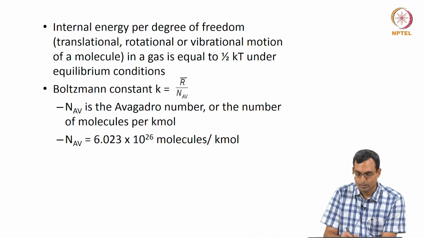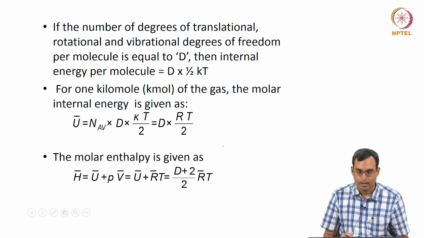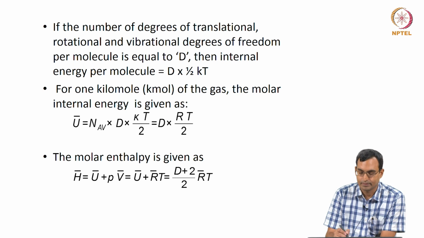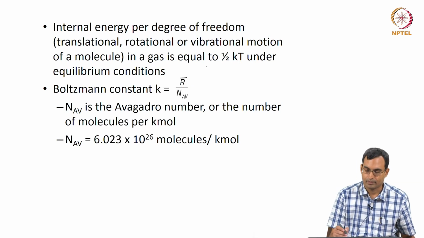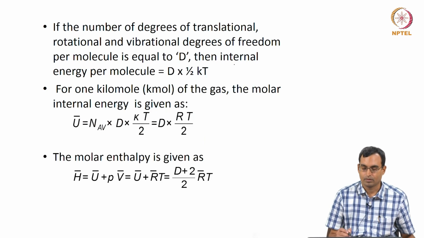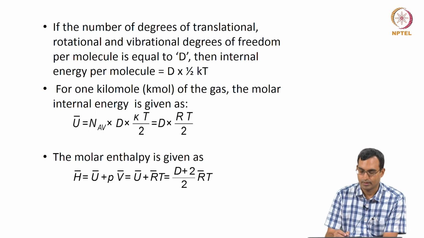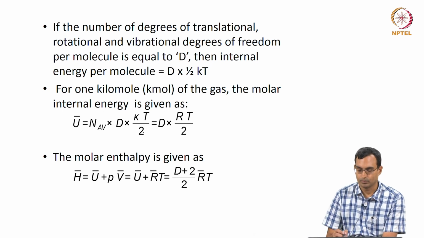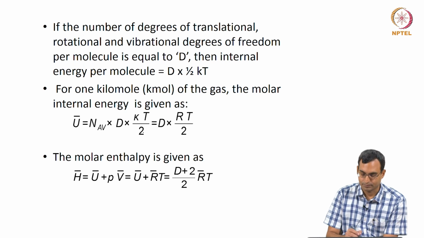We are usually more used to writing this in terms of 10 to the power 23 molecules per mole, but to be consistent with the remaining units, it is written here as 10 to the power 26 molecules per kilomole. And if we specify the number of degrees of freedom as say d, then the internal energy per molecule is essentially half into k into T, because for each molecule it is equal to this. So if I have 1 kilomole of molecules, it is given as Avogadro number into d into kT by 2, and from our definition earlier of k, this comes out to be d into R bar T by 2.